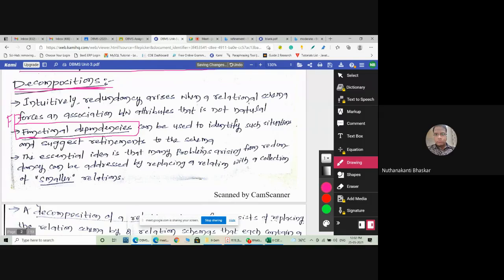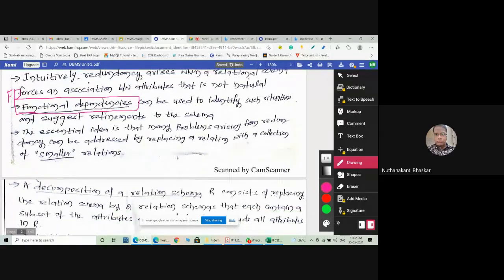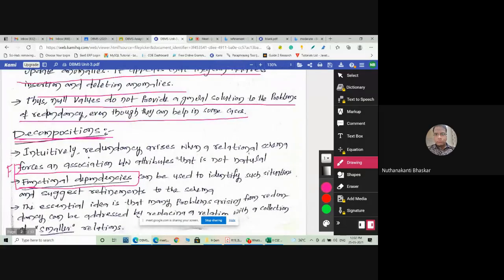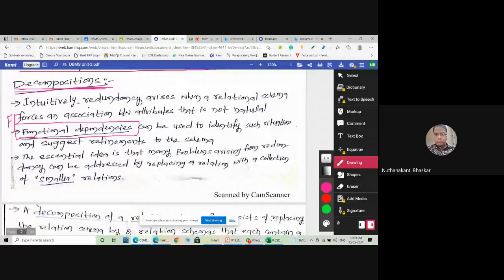What is the meaning of functional dependency? It means one column is depending on another column. One attribute in a table depending on another attribute in the same table, that relation is called a functional dependency. Are you clear? Yes, sir.